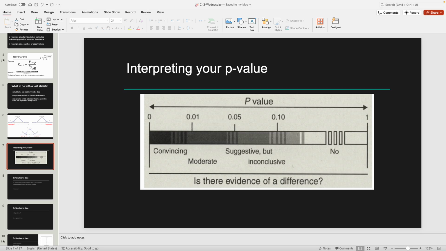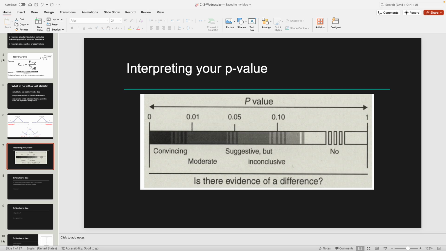Okay. There's moderate evidence. I'd like to see some of that. Or, you know, it's convincing. And yes, this wording is a little bit arbitrary in what various people think is convincing versus moderate versus suggestive.